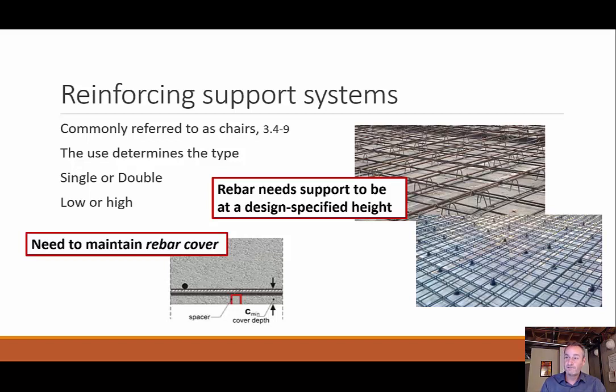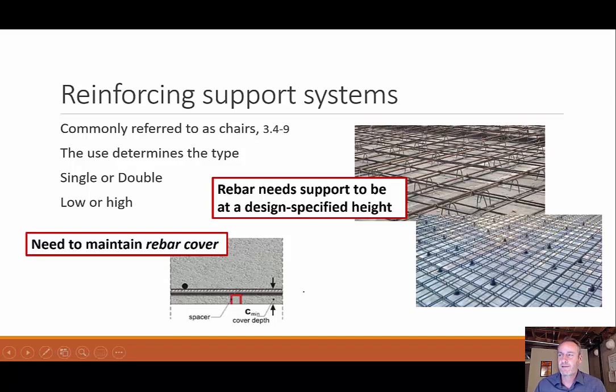So the chairs will vary in height based on how far you need to keep it from the bottom of the slab. You can also have single or double chairs. Basically, a double chair just means it holds 2 pieces of rebar. You could also have lower or high chairs, like I said. And the main point for this, see the C minimum, that's our cover depth that we need. So our chair needs to be at least high enough to get us that, usually about 2 inches away from the slab edge.